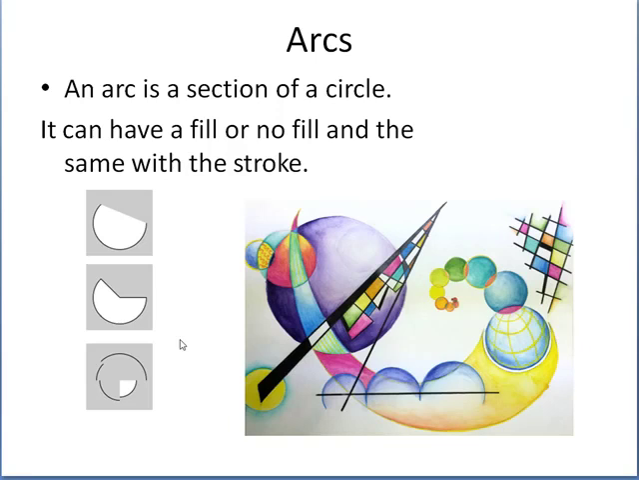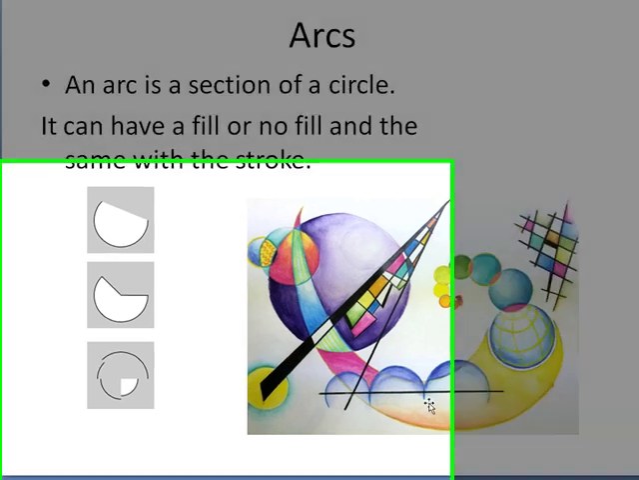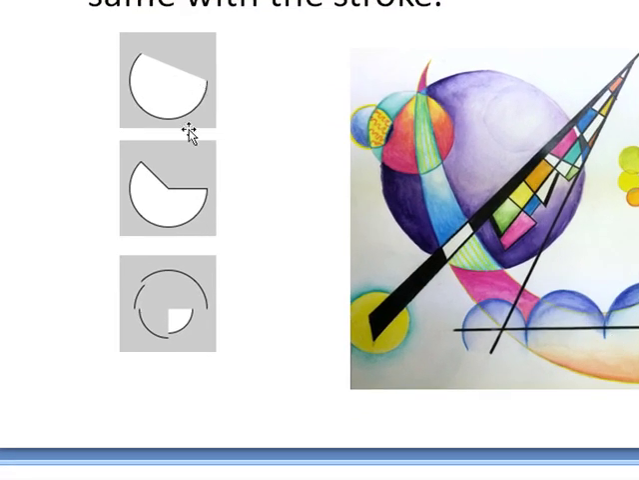Your arc can have a lot of different looks. You can choose to have your arc with a fill, or with no fill, or with a stroke, or without a stroke. So it can give you a lot of different options. Remember, you could put no fill and then a very thick stroke, something like that. Your arc can also have lots of different endings.